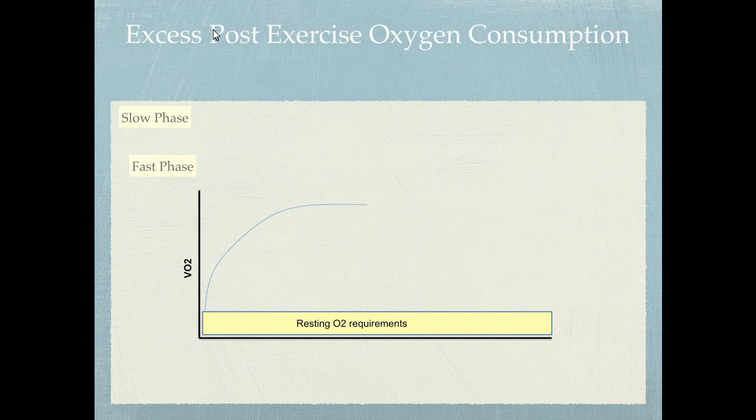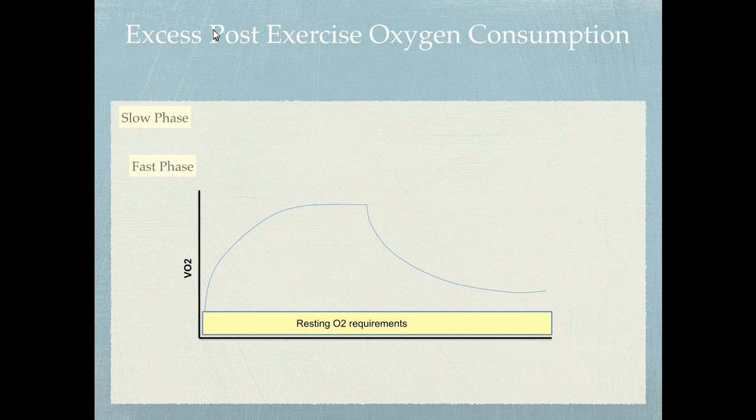Okay, so this is exercise. Basically, we exercise, oxygen goes up, and then it hits a steady state. So say that I were to run 6 miles an hour, which doesn't happen very often. But if I were to run, oxygen would go up, and then it would plateau. Now, if I stop training, oxygen is going to rapidly go down, and then it's going to plateau out.